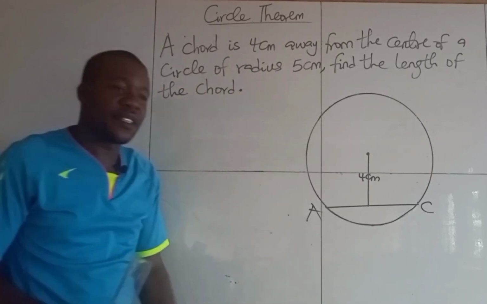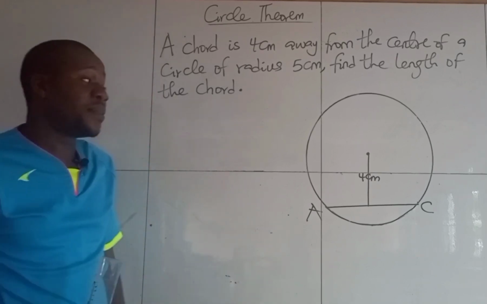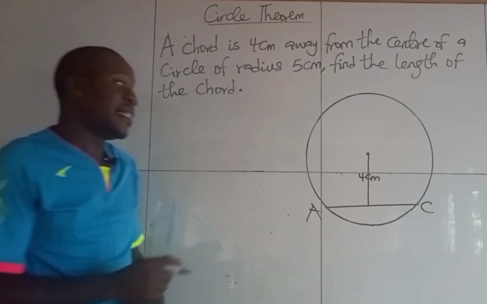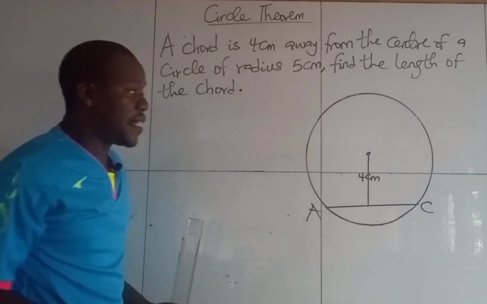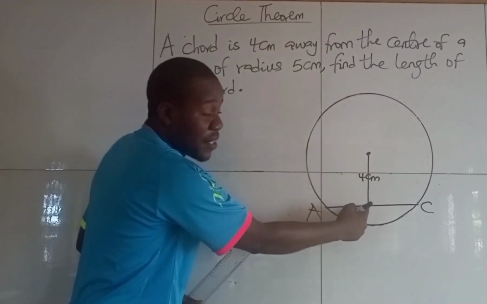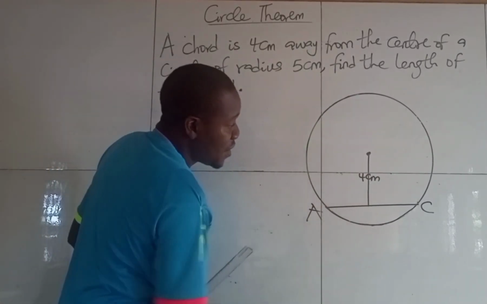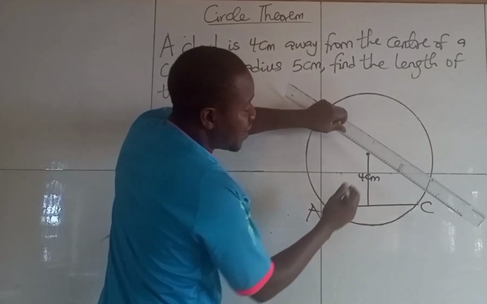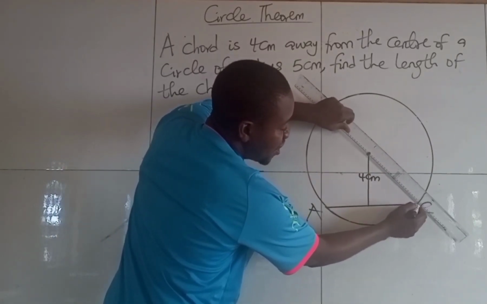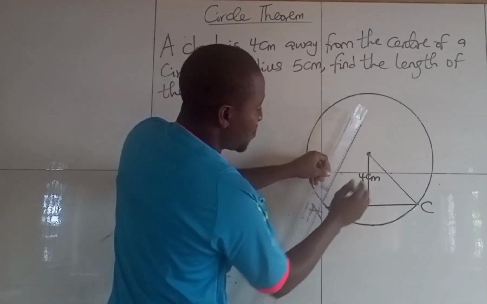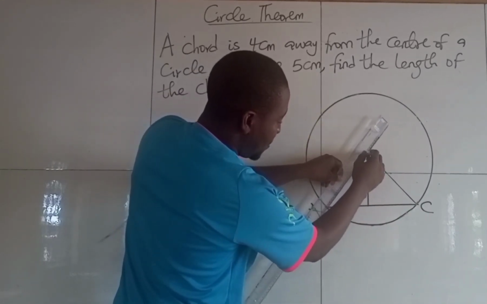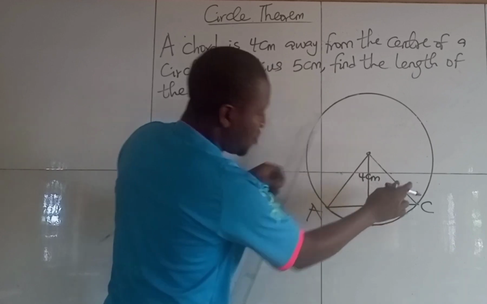What is a radius of a circle? We discussed that in our parts of a circle. The radius of a circle is a straight line from the center of the circle to any point on the circumference. So this is not a radius because it didn't get to the circumference. So we draw a radius. I will join a straight line from the center to this circumference at this point so that I will have a triangle. I can also extend it this way so that I will have a triangle if I want. But this should be enough.